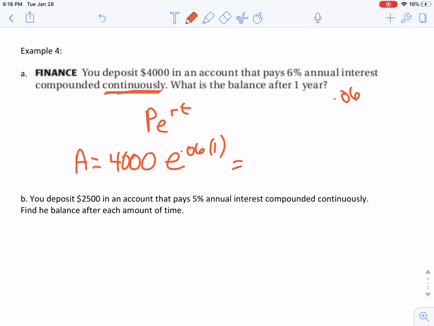You type that all in your calculator. You can literally type it in just like that. You don't have to go step by step. You type it in, and it's going to pull out $4,247.35. And they probably rounded. I'm just looking at what the book gave me as an answer. That's probably a rounded version. Obviously, you're using money, so you want to do 2 decimal places.